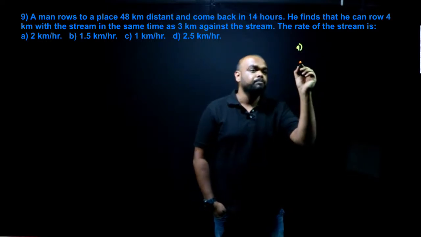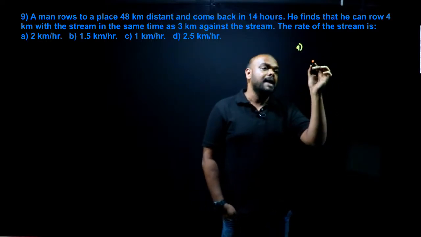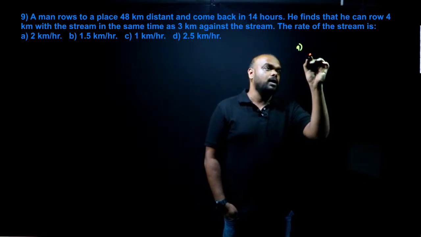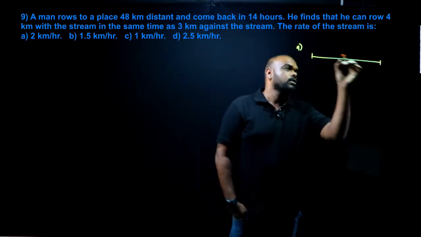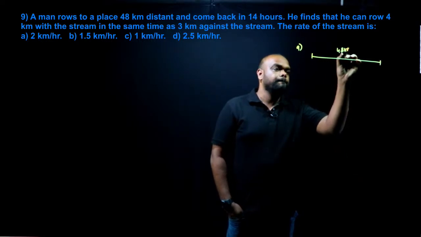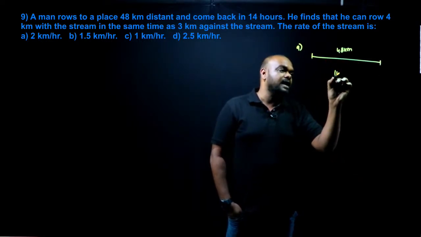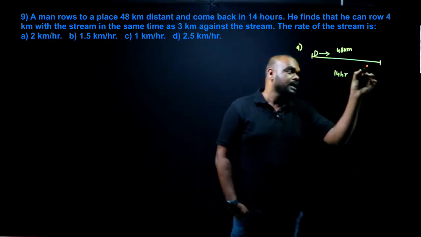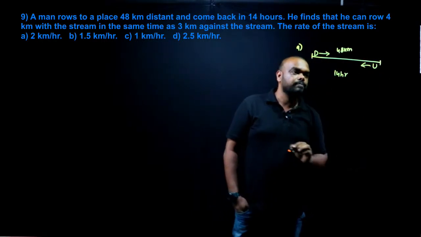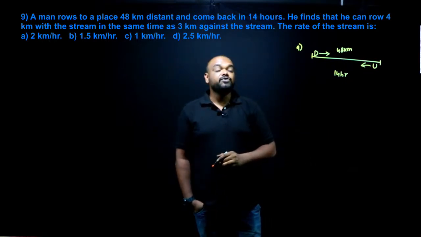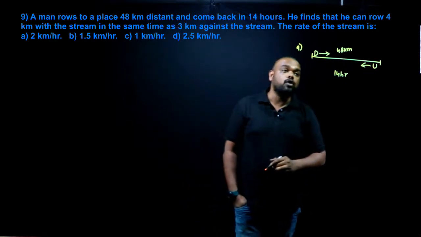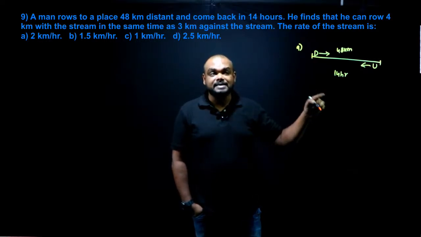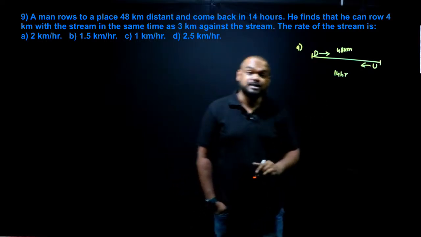What does it say? A man rows 48 kilometer distance and comes back in 14 hours. So for going and coming back, it means one side it has to be downstream and the other side it has to be upstream, in 14 hours. He finds that he can row 4 kilometers with the stream in the same time as 3 kilometers against the stream.